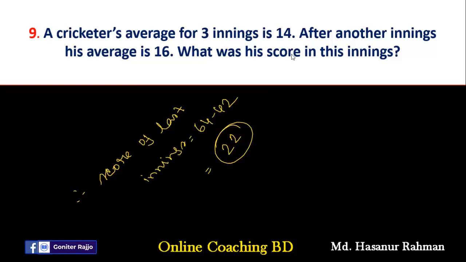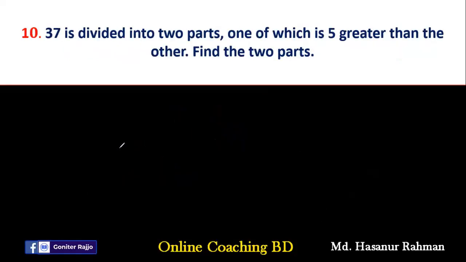Now number 10. Number 10 said 37 is divided into 2 parts. Okay, 37, we have to divide this 37 into 2 parts, one of which is 5 greater than the other. Suppose if one is x, another one will be x plus 5. Now find the 2 parts.